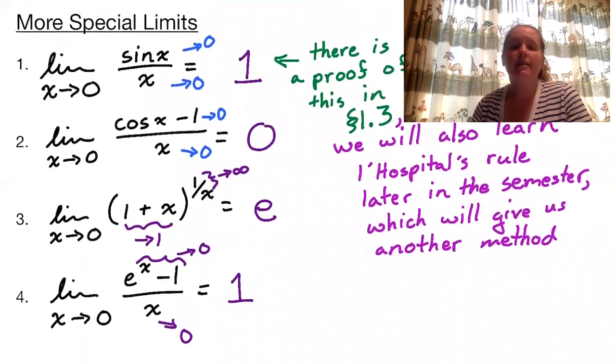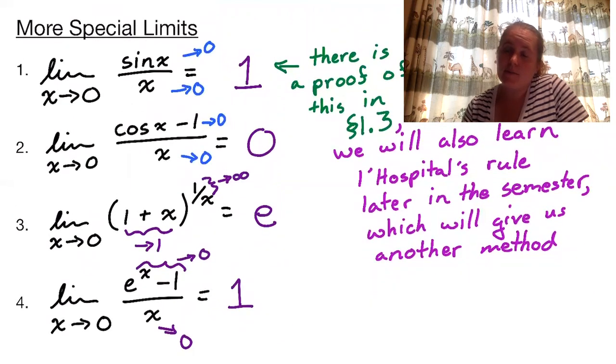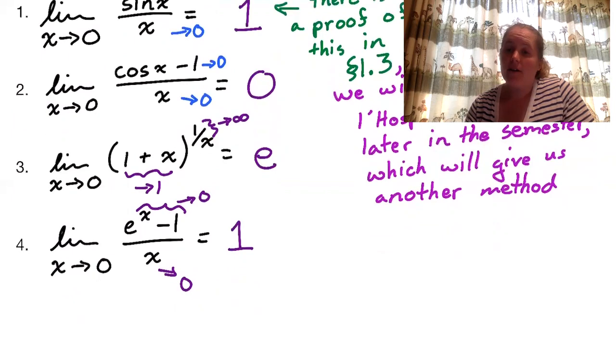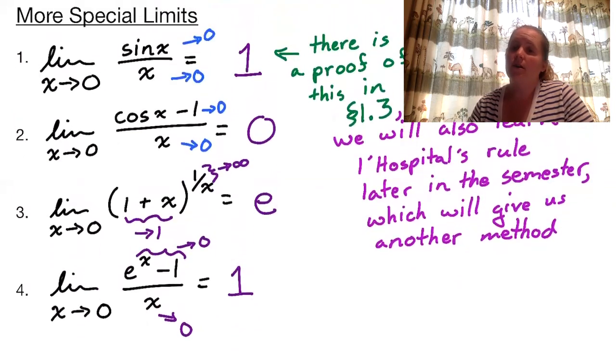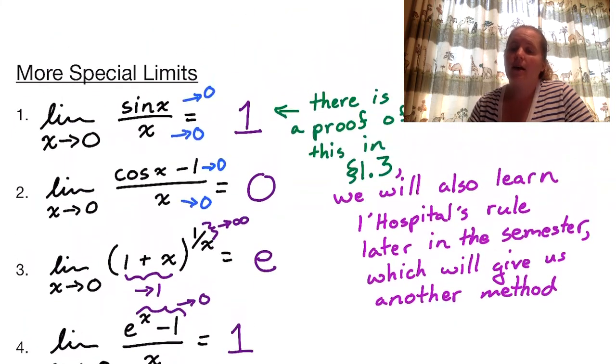So again, at this point, these are just limits that you should memorize. Later on in the course, we will learn L'Hopital's rule and other methods, which will give you a method to evaluate these if you forget the facts. But for now, these are our special facts for 4 very special limits as x goes to 0.